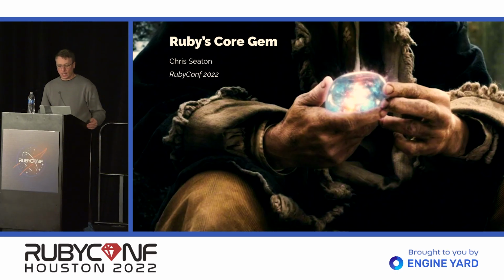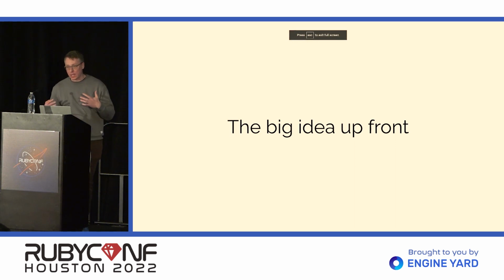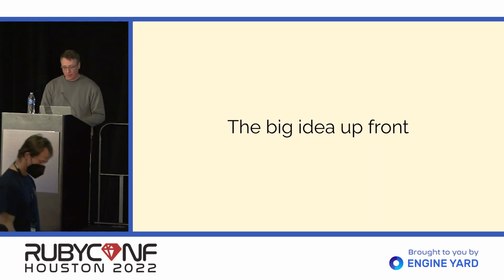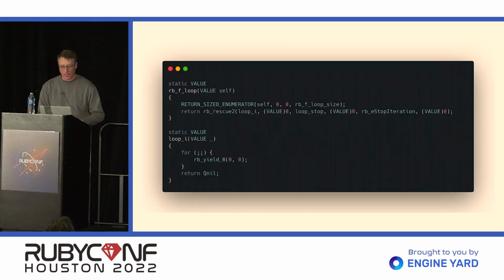I'll get cracking. So I want to talk to you today about an idea that's been around for a while, which we can call Ruby's core gem. I'm a big fan of giving the big idea up front to get straight into what we're talking about achieving. So Ruby has a core library, right? It's those classes like Array, Hash, String, that sort of thing. And currently this is implemented in C in the standard version of Ruby.